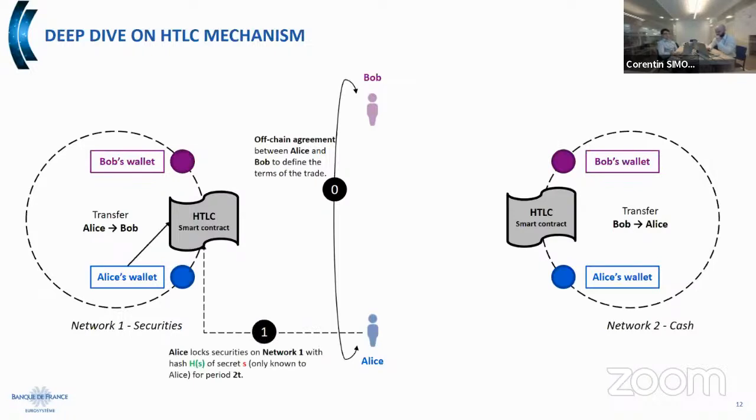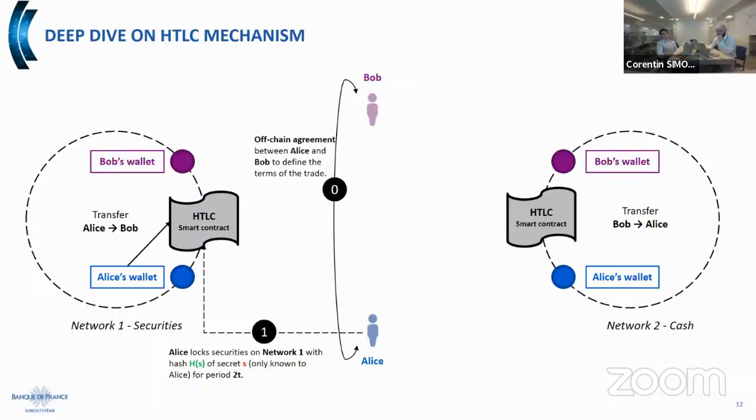At step 1, Alice generates a secret, and then she hashes it. She keeps the secret to herself, and she locks securities on Network 1 in a smart contract with the hash for a period 2t. In fact, HTLC smart contracts are time-based escrows. So assets are only locked for a limited and predefined amount of time that expires at a given timeout, here after 2t.